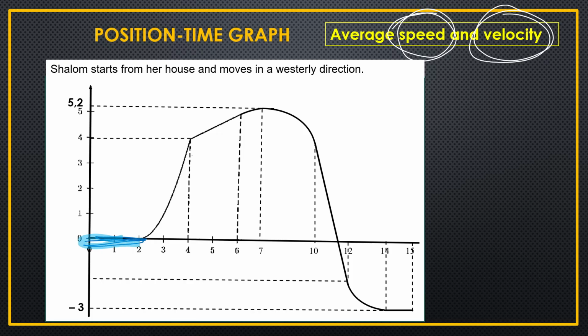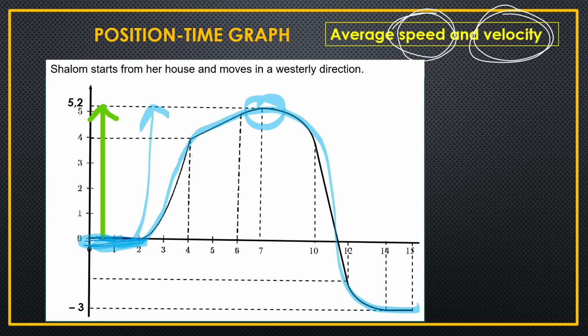Now, if Shalom starts here, this is where she starts. It means that the total distance that she will walk or run or whatever is the actual path that she takes. So this whole thing is her total distance. So total distance will be from where she starts, she moves 5.2 meters west. Then she turns around and then she walks back 5.2 meters plus that 3 meters.